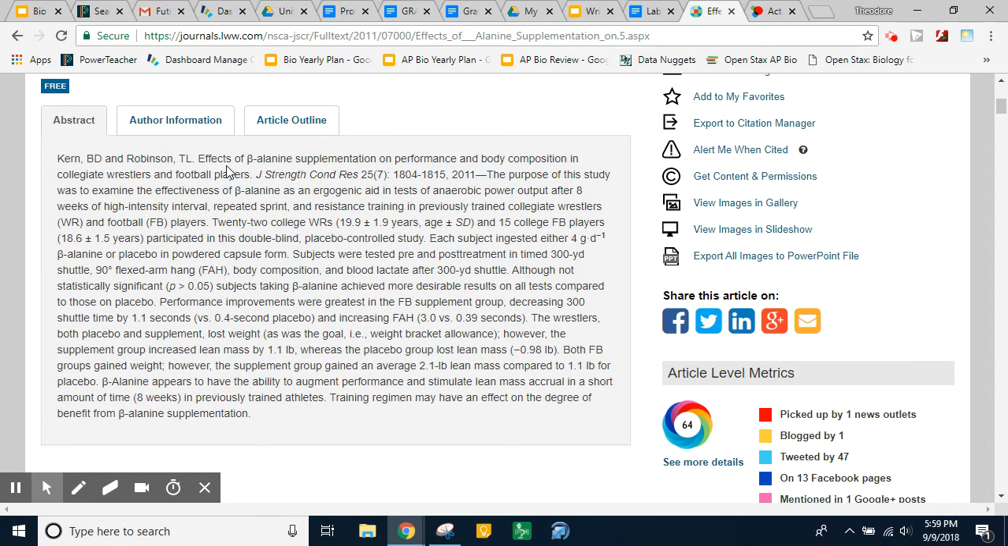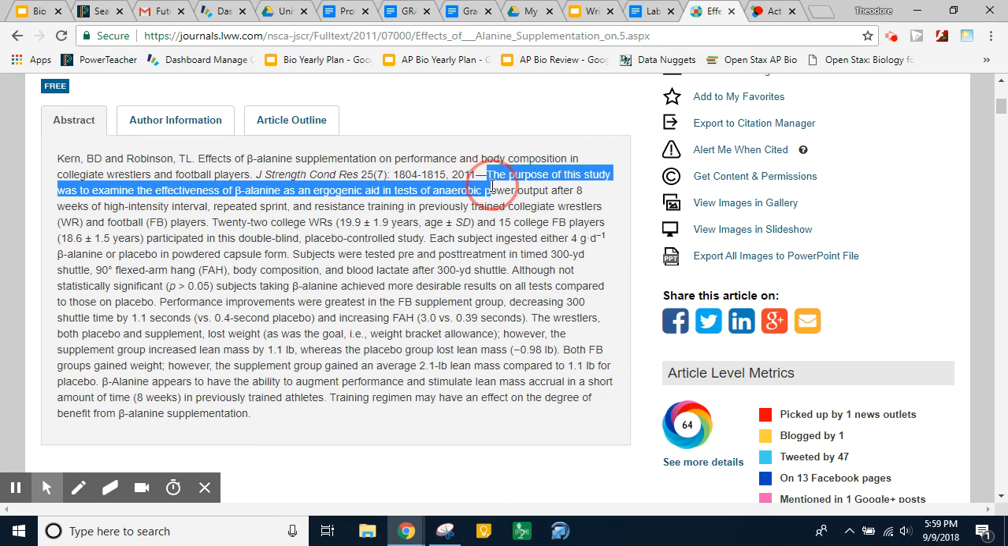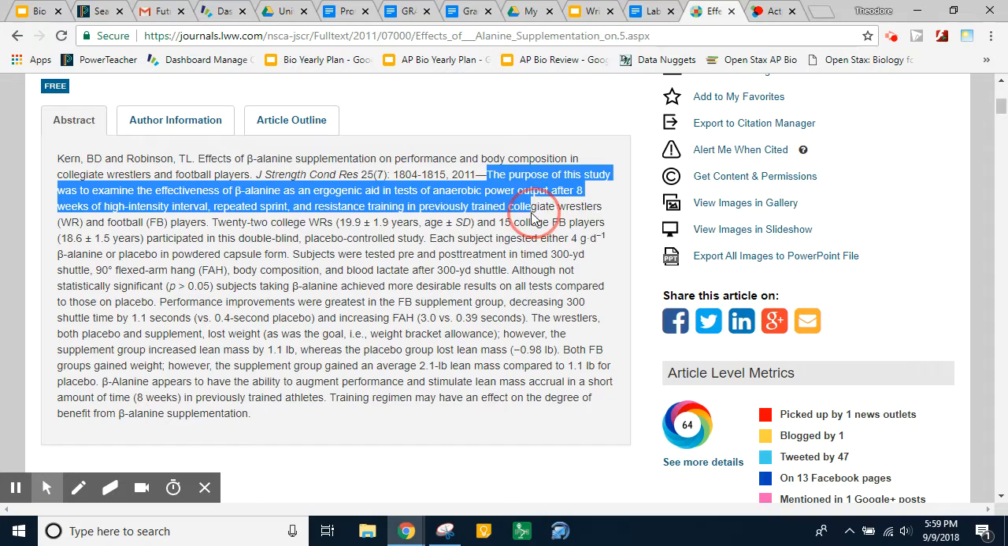And it's broken up into different parts. So here's the title, where it was, and then the purpose. It starts out talking about the purpose of the research. The purpose of the study was to examine the effectiveness of beta-alanine as an ergogenic aid in tests of anaerobic power output after 8 weeks of high-intensity interval repeated sprint and resistance training in previously trained collegiate wrestlers and football players. So that's what they're trying to figure out.